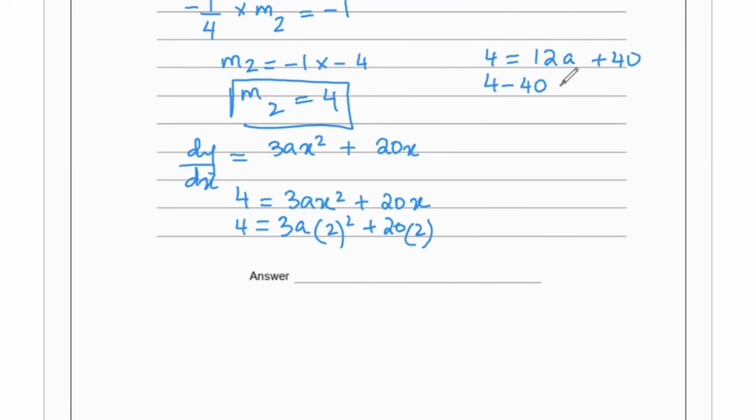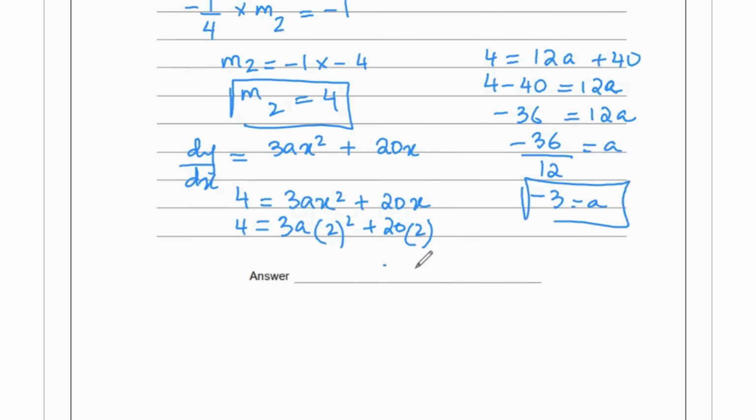4 minus 40 equals 12a. Negative 36 equals 12a. Negative 36 divided by 12, and that is negative 3. That is your value of A.